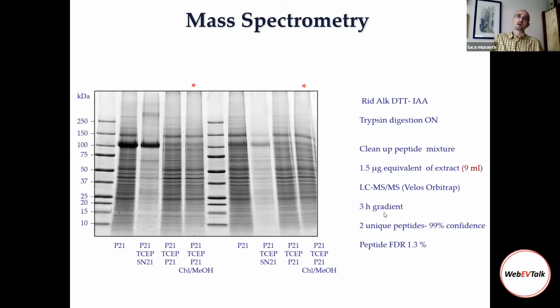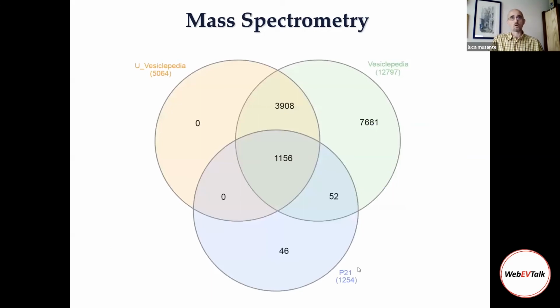They apply a standardized protocol. The guys found that the peptides mixture was quite complex, and they opted for a 3-hour gradient. Identification required 2 unique peptides with 99% confidence and a false discovery rate of 1.3%. Overall, we found more than 1,200 proteins, and 95% of those are also found in Vesiclepedia as a repository and in a subset of urinary vesicles.